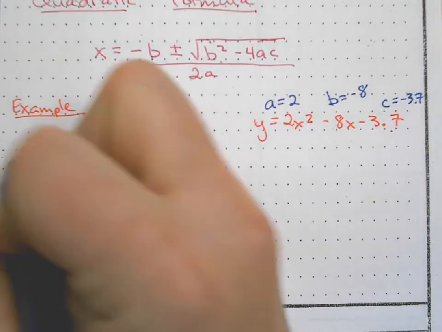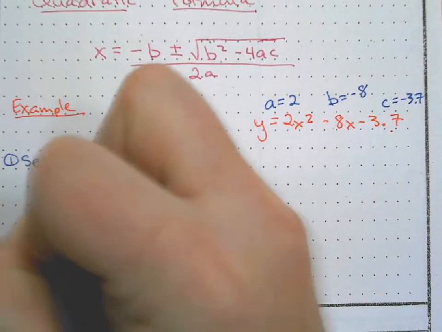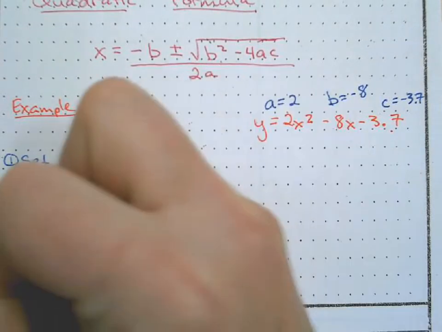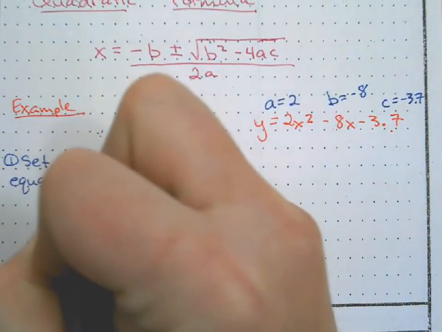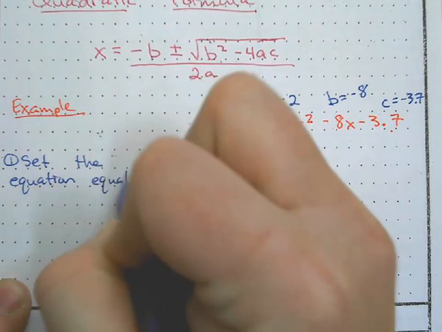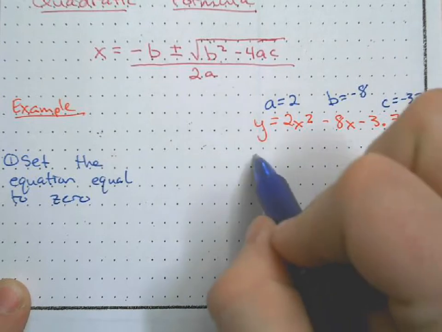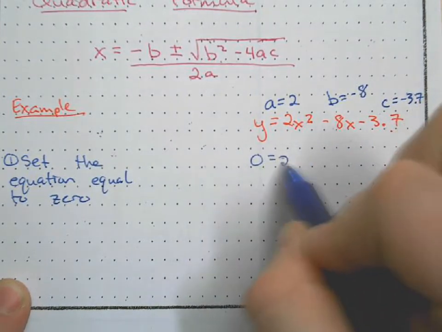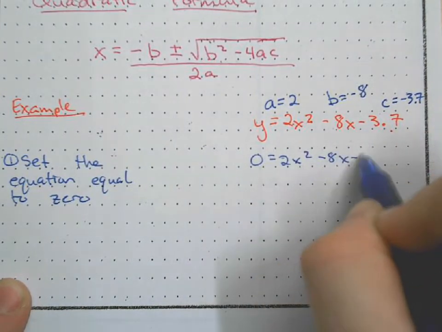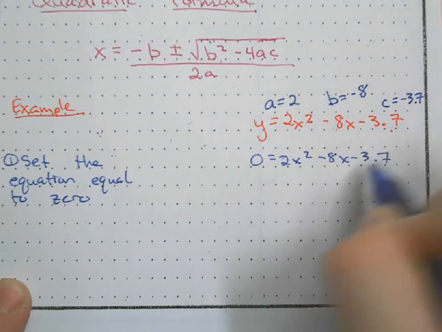Step 1 will be set the equation equal to 0. So we'll have 0 equals 2x squared minus 8x minus 3.7.